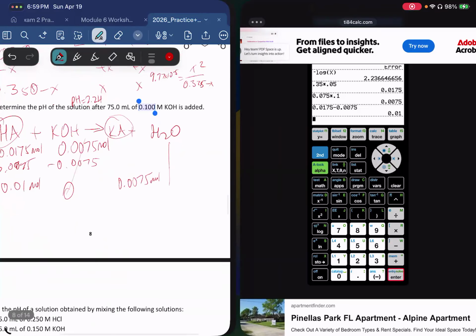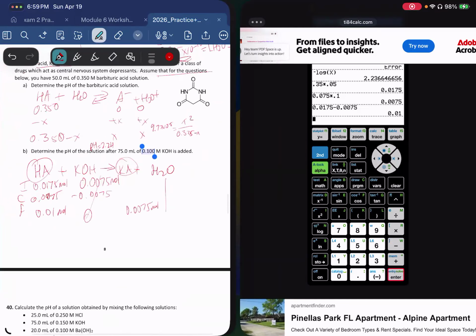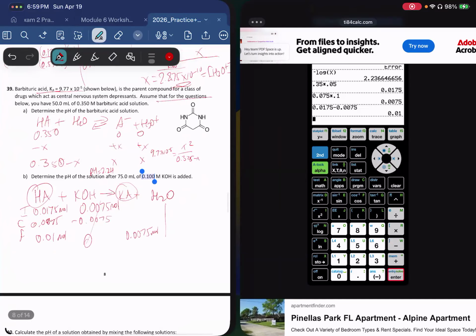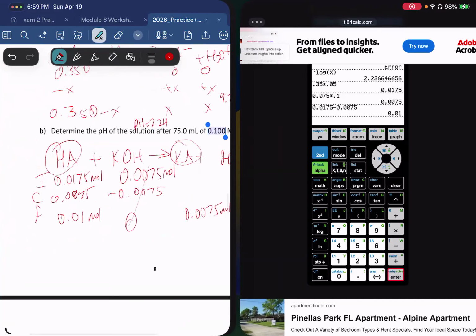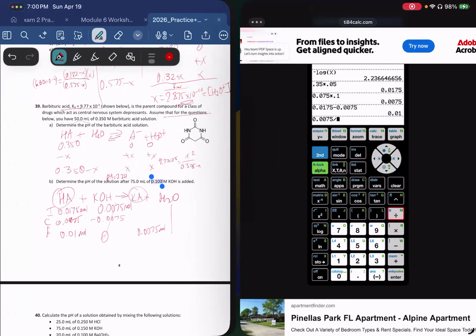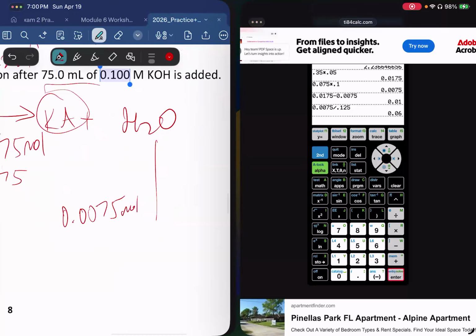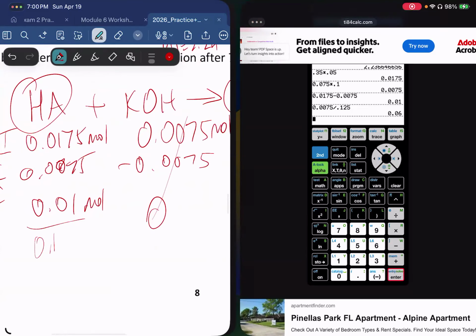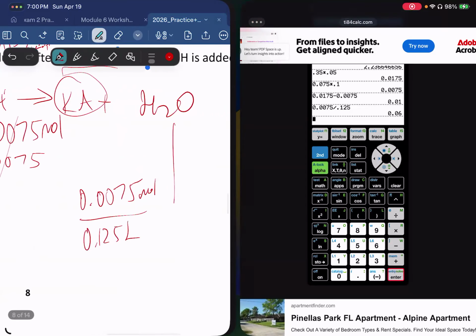With this, you have the weak acid, you have the conjugate base, and you have the Ka. So what we can do is Henderson-Hasselbalch, right? First you want to figure out the concentration of both of these. You take this mole value and divide it by 50 mL plus 75, or 0.125 liters. So you add the two.